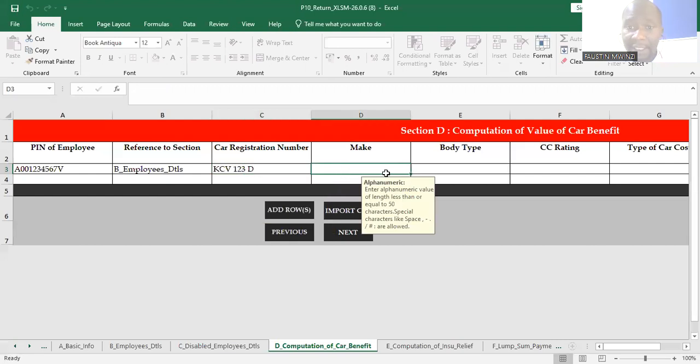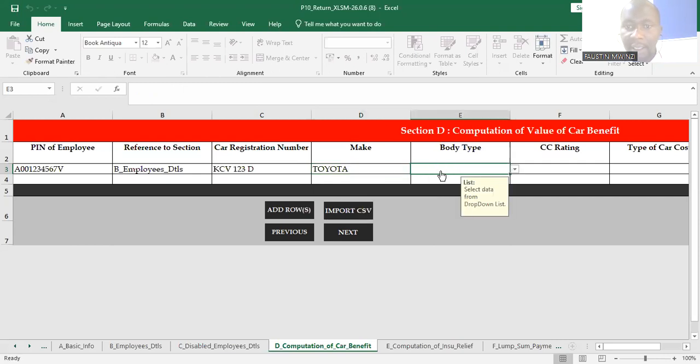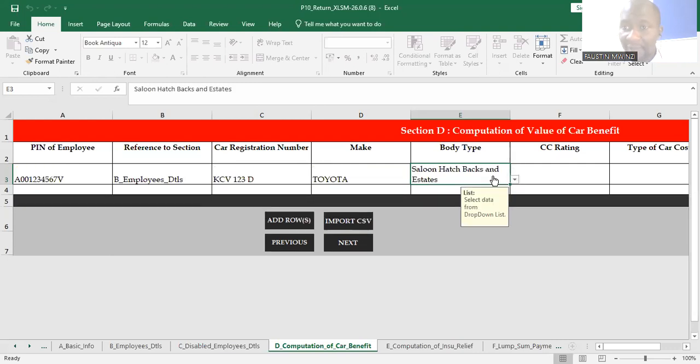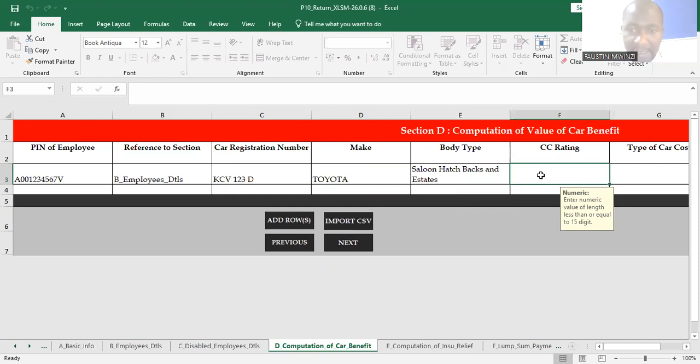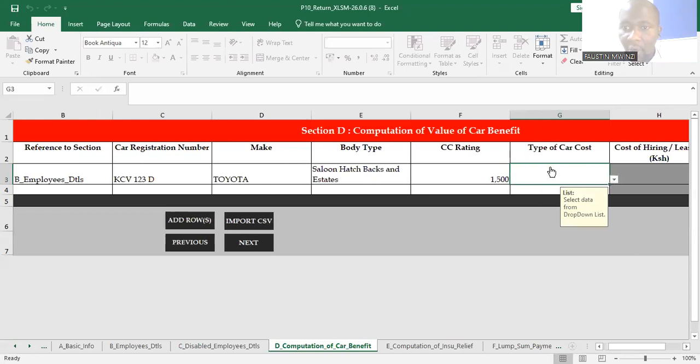Make, very important, remember the section we talked about car benefits. The make will be a Toyota, or it will be a Mercedes. What's important is really here. What affects the tax computation is there, and that's why they're giving you a listing. CC rating of this Toyota, let us say, is 1500 cc. Next, you are required to say whether it is hired or it is owned. I'm going to show you the difference. I say it is owned.